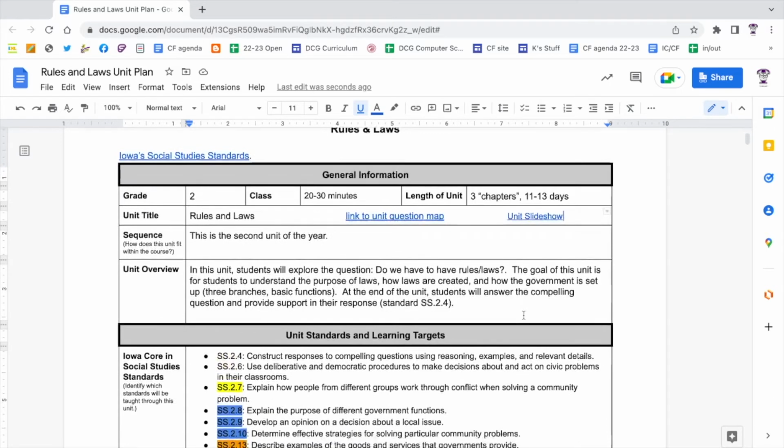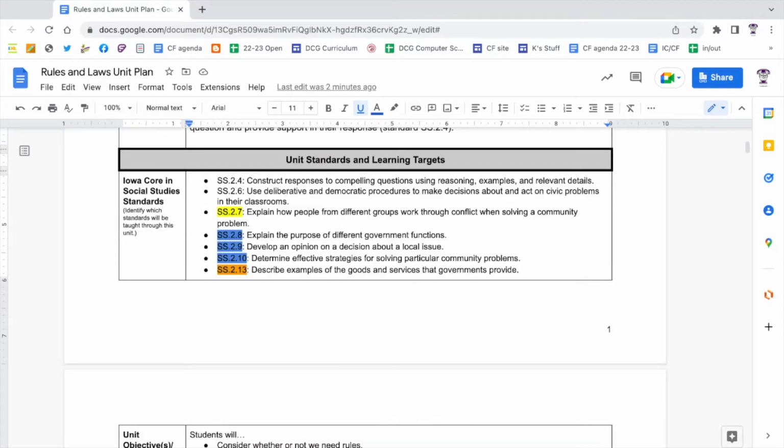The big focus for this unit is to explore the compelling question: do we have to have rules and laws? The goal of this unit is for students to really dig into the reasoning behind laws, how they're created, and how the government is set up. This way, by the end of the unit, students are able to provide a strong answer to the compelling question. There's a handful of social studies standards for this one, centered around inquiry, behavioral science, civics, and economics.